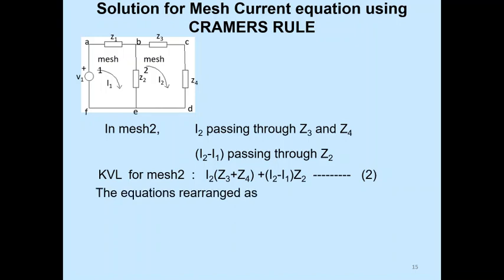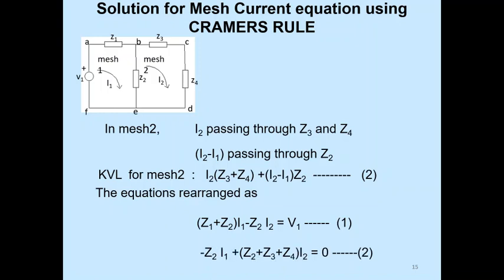These two equations we can rearrange and write. The first equation is (Z1 plus Z2) into I1 minus Z2 I2, and the second equation is minus Z2 I1 plus (Z2 plus Z3 plus Z4) into I2. These are the two equations for this circuit.